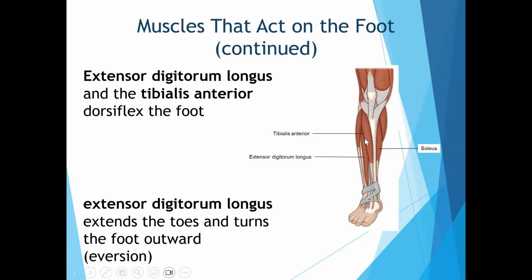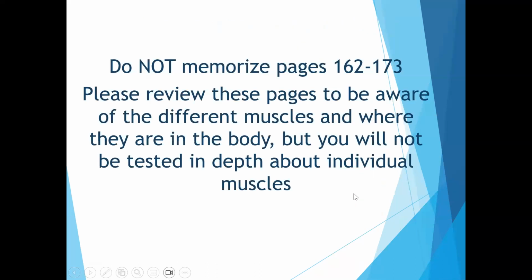On the front half, the big muscle that runs down the side of your shin is your tibialis anterior. It helps dorsiflex the foot. It gets a little bit of help from your extensor digitorum longus, which runs down and actually lifts your toes up towards you and helps to push your ankle out laterally, known as eversion.